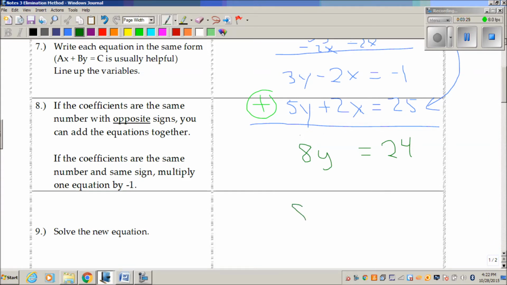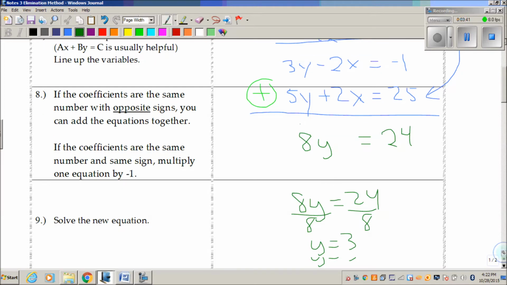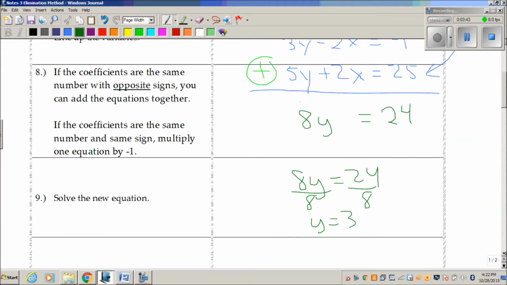Well, this is very easy to solve. 8y equals 24. I divide both sides by 8, and y equals 3. So by eliminating one of the variables, it makes it much easier to solve for y.